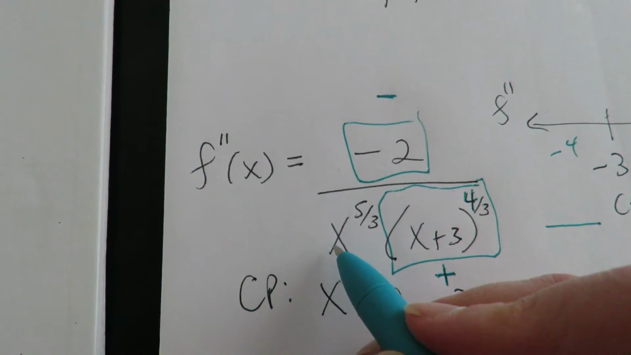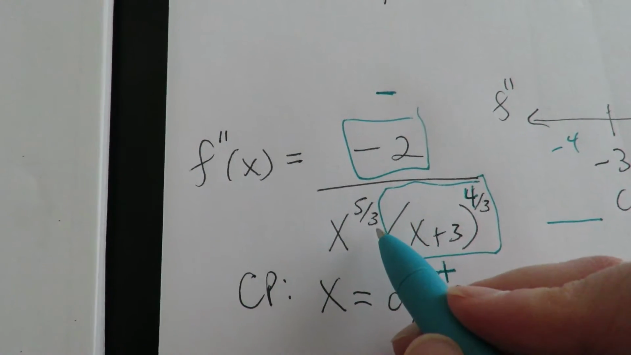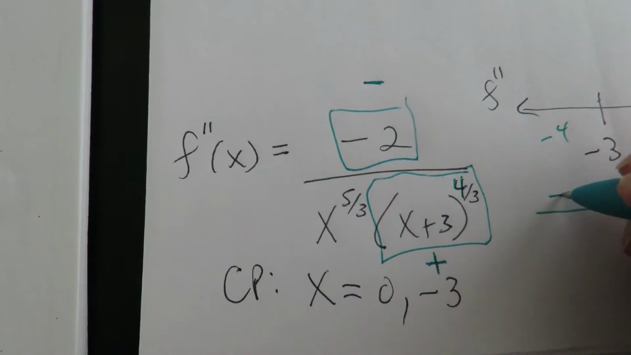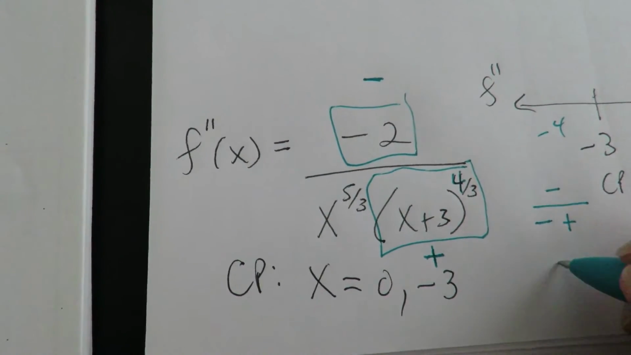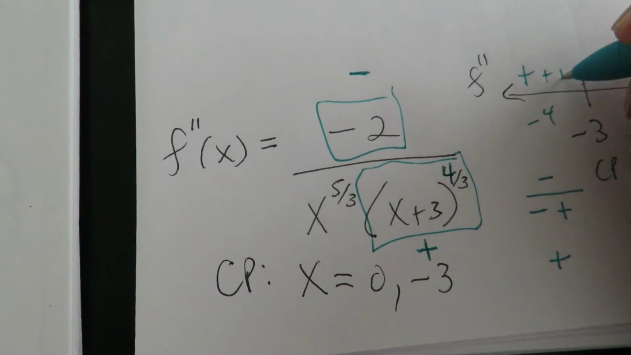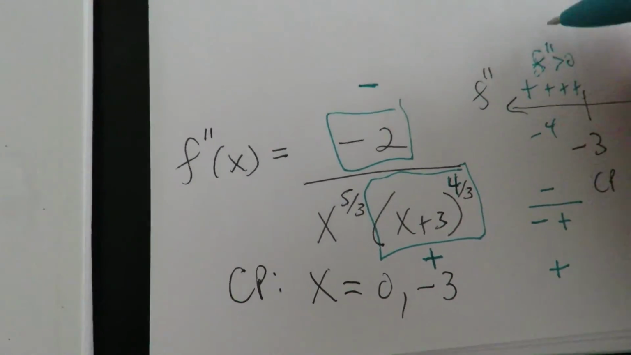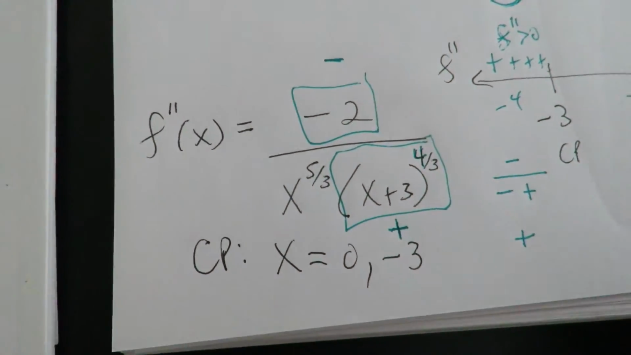So if you plug a -4 into here and you take the cube root and you raise it to the 5th, it'll stay negative. So I've got a negative over a negative times a positive, so overall that's positive. That means this is concave up.